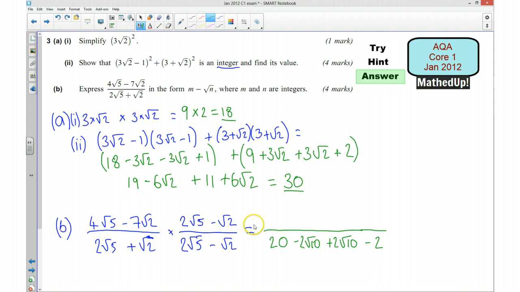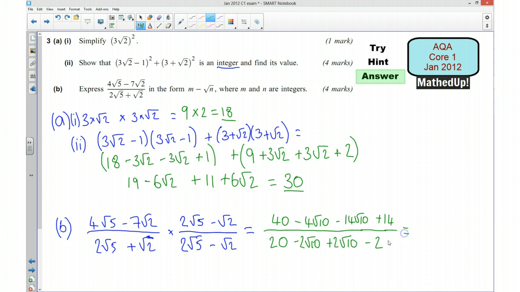Okay, the numerator is going to be 4 root 5 times 2 root 5, which is 8 times 5, which is 40. We'll have 4 root 5 times by a negative root 2, which is take away 4 root 10. That's going to be take away 14 root 10. And over here we're going to have negative 7 root 2 and negative root 2. The product of those will be 7 times 2, which is 14, so it will be plus 14.